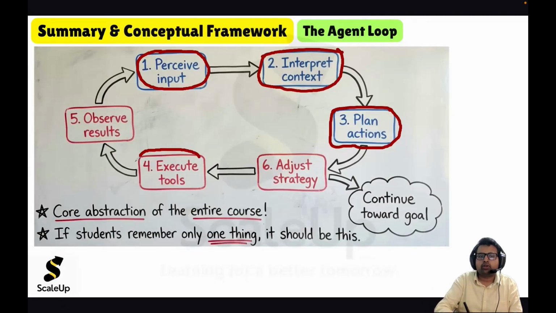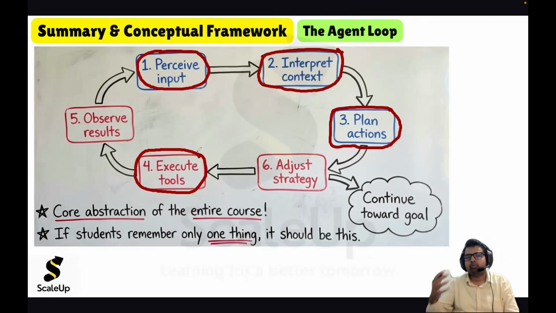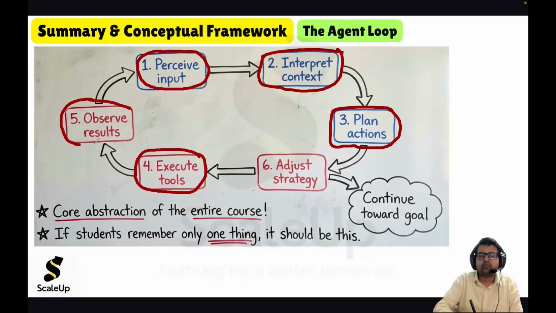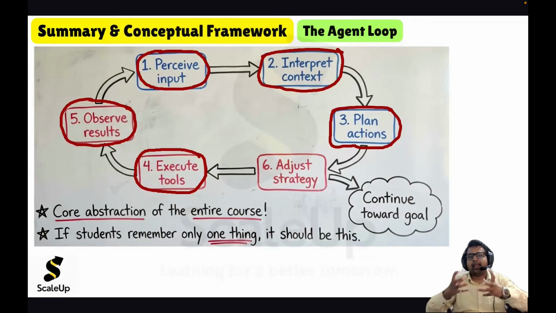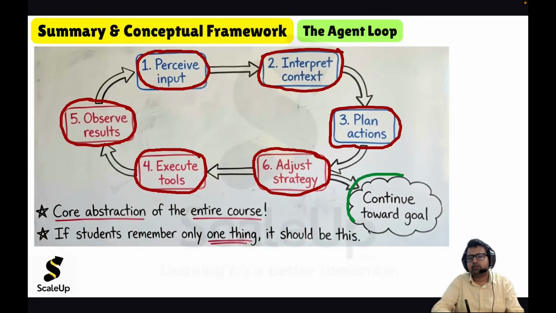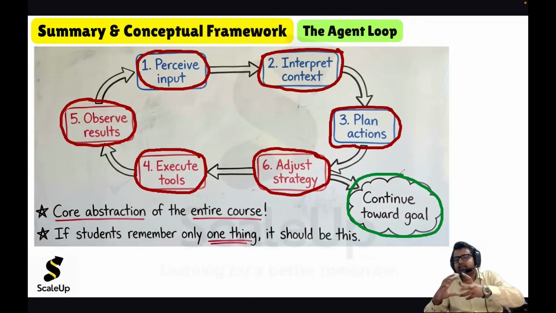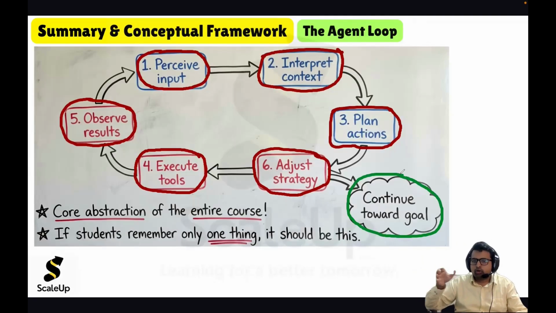This is the fourth step, execute tools. It will execute the tools. Then it will observe results, outcomes. When it executes the action plan, it will get some outcomes. It will observe them, and based on that, it will adjust the strategy, and it will keep on doing it. The agent will keep on doing it until the goal is achieved, and it will adjust the strategy in such a way that it goes more and more closer towards the goal.